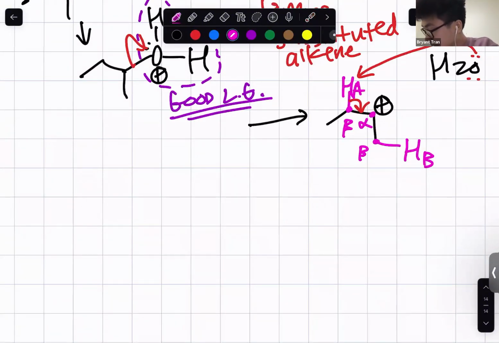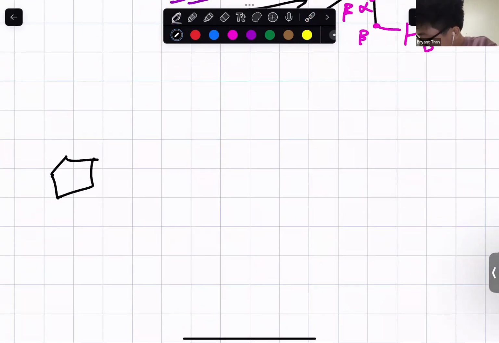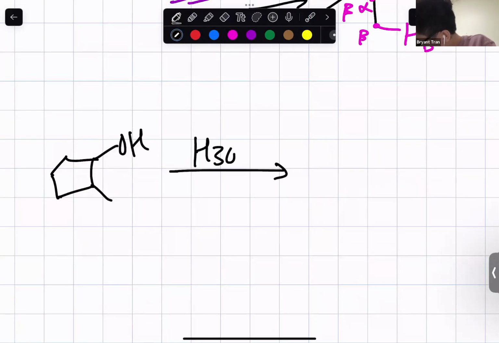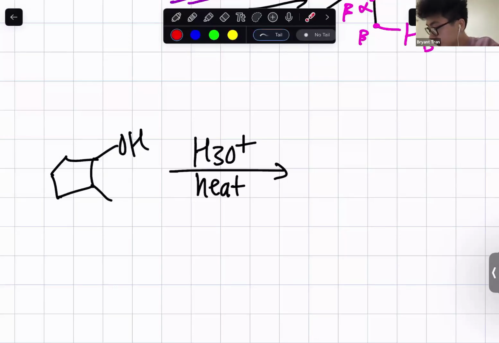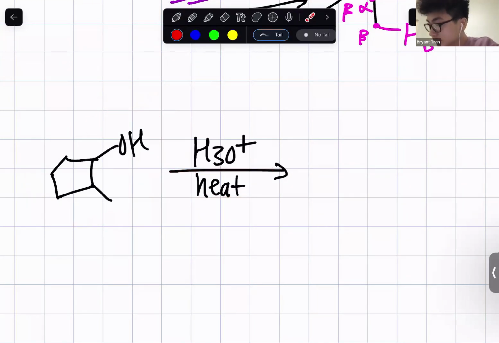So I'm gonna give a random practice problem here, and I'm gonna show you how to predict the product quickly without having to draw out the whole entire mechanism. So let's say we have this alcohol right here, reacting with the same reagents, H3O plus, and heat. Okay, so here's how you can predict the product quickly. If you see an alcohol with acid and heat, know that you're gonna make an alkene, the most substituted alkene that you can make. And the possible alkenes that you can make are either gonna be here or here, right? Getting rid of the alcohol.